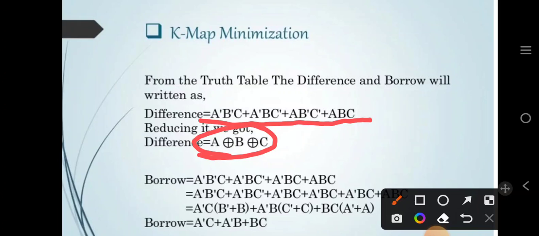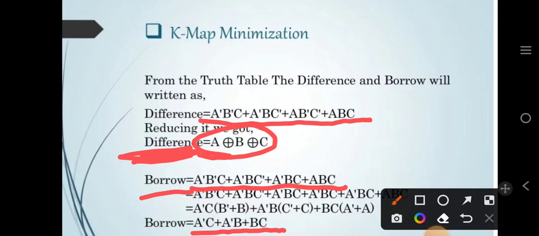So if you are asked in the examination, you have to follow the same procedure, but just remember this final equation, because while calculating you must get this same equation, otherwise your circuit will be wrong and you will not get the marks. So just remember the final equation for the difference is A XOR B XOR C, and for the borrow, this is the equation. After minimizing, you will get this final equation.